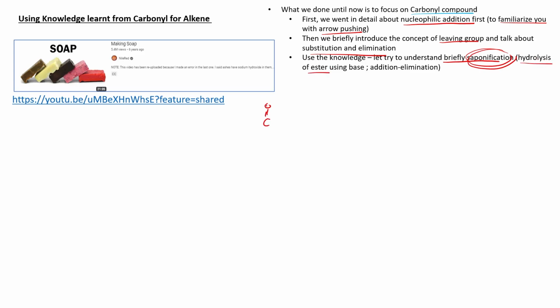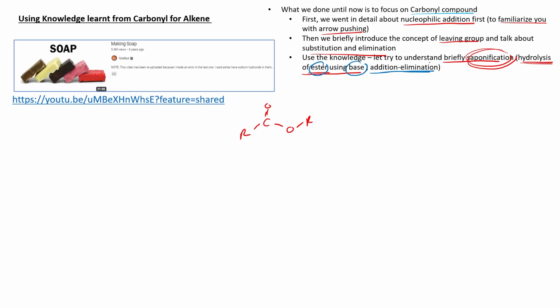Ester is CO, then O, and then R. So this is ester. Okay, hydrolysis of ester using base. Look here, you have ester, you use catalyzed base. So what will happen during that is addition and elimination. Okay, the mechanism is addition and elimination.